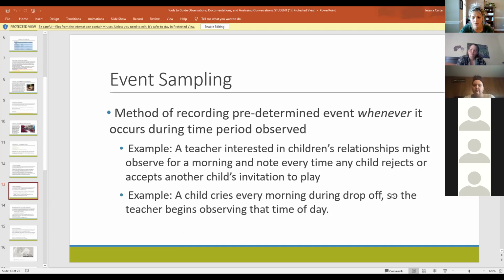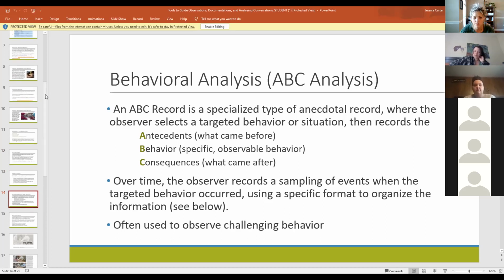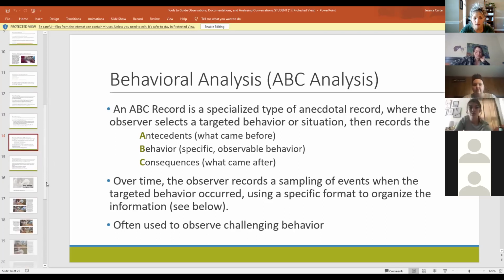And then the final one I'm not going to spend much time talking about is the ABC analysis, because we're going to focus on this extensively when we get further on in the course. But just as a reminder, ABC analysis stands for antecedents, behaviors, and consequences. So it's looking at one specific observable behavior in the context of what came before that behavior and then what happened next. Any thoughts or questions on any of these different record keeping approaches that we might use?